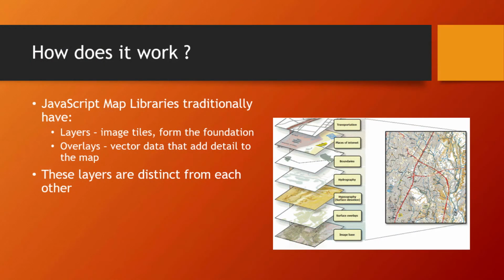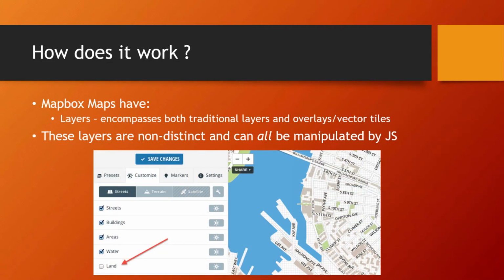So traditionally, JavaScript map libraries have two distinct categories called layers and overlays. Layers are basically image tiles that form the foundation of the map, where overlays are often vector data in the form of a GeoJSON or some other shapefile that maps out coordinates of geographical elements. Mapbox GL JS is a little bit different. It does also use GeoJSON and other similar file types to define layers, but it actually has no distinction between base layers and overlay layers. So actually all layers can be manipulated using JavaScript.